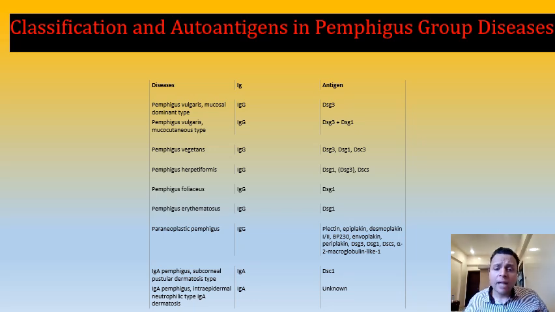And you can see the antibody profile of pemphigus herpetiformis is just like pemphigus. That's why it is a variant of pemphigus. Pemphigus foliaceus is only desmoglein 1, and pemphigus erythematosus is again desmoglein 1. That's why pemphigus erythematosus is a subtype of pemphigus foliaceus, because immunologically and histopathologically there is subcorneal blistering. IgA pemphigus is totally separate because here the immunoglobulin is IgA, and in the subcorneal pustular variety the antigen is desmocollin 1. In the intraepidermal neutrophilic variety, till now we don't know.